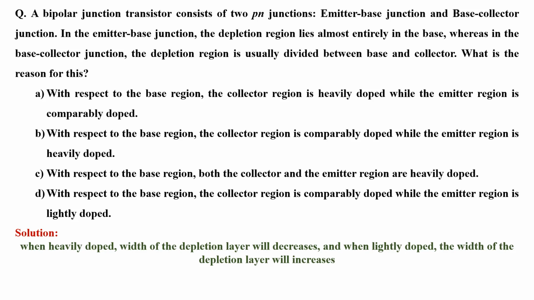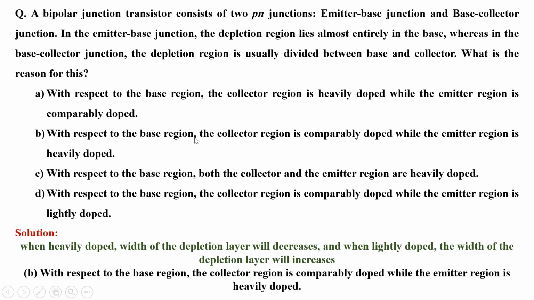So if we see in that way, in the first case, in the emitter-base junction, the depletion region lies almost entirely in the base, which means that in the emitter, the doping will be high. Yes, ma'am. And in the collector-base junction, the depletion region is usually divided, which means that they are comparably doped. So hence the answer is option B. Is it clear to both of you? Yes, ma'am.